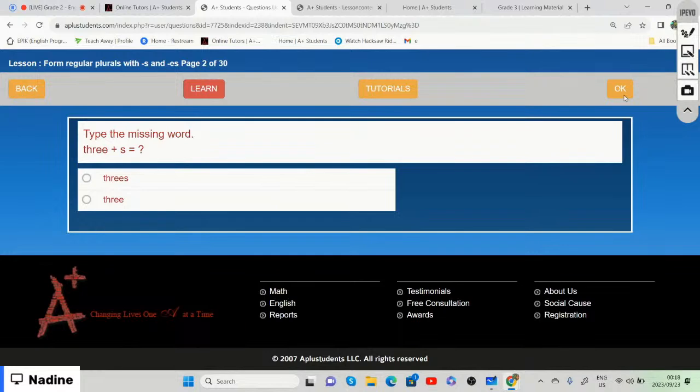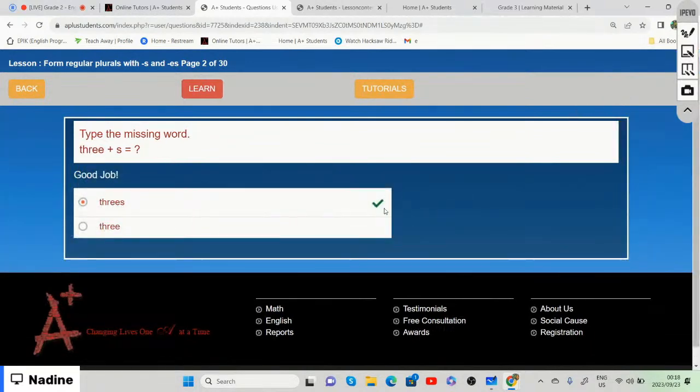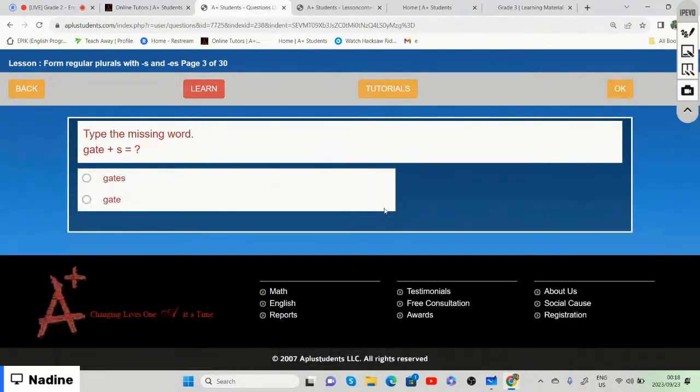All right, so if we choose the correct option, then we will say threes. Because the second 3, right, that is singular. But as soon as we add the S, then it is plural. And remember, we are basically finding the plural of that word.